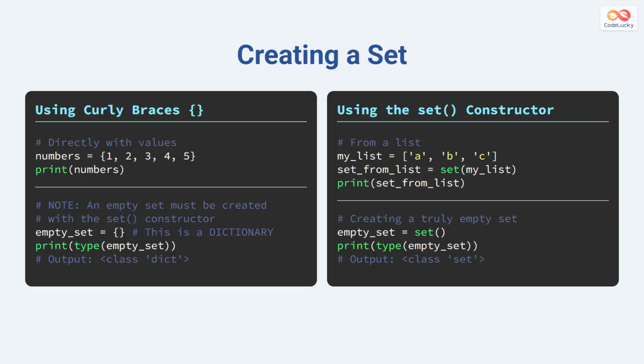You can create a set in two primary ways. The first is by placing comma-separated values inside curly braces. For example, a set of numbers would be {1, 2, 3, 4, 5}. Be careful, though. If you create empty curly braces, Python will create a dictionary, not a set. To create an empty set, you must use the second method, the set constructor. You can use the set function on its own to make an empty set, or you can pass in another iterable, like a list, to convert it into a set.